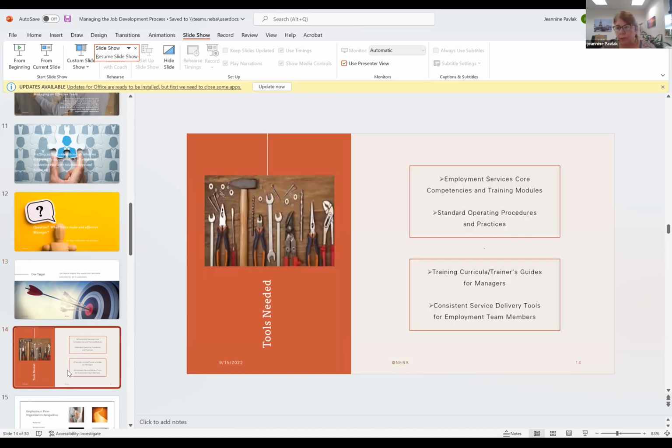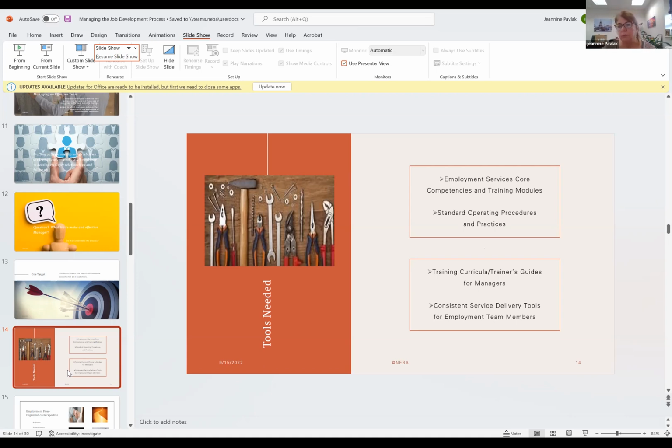So what tools do we need as organizations? Again, looking at that middle tier, what tools did they need? We need to have a set of core employment competencies and training modules so that the managers and the supervisors are understanding that, invested in that, so they know the how-to, even if they haven't done that themselves, and to be able to make sure their staff have the competencies and the training that they need, because they're going to be the ones making sure that their staff are getting what they need.